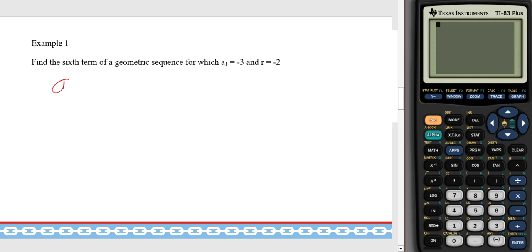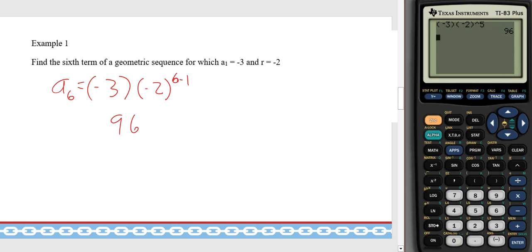So find the 6th term. Our n value is 6. Term 6 is equal to first term times our common ratio to the n minus 1 power, so 6 minus 1 power. I would probably mental math the 6 minus 1. But I have -3 times 2 to the 5th power, for an answer of 96.